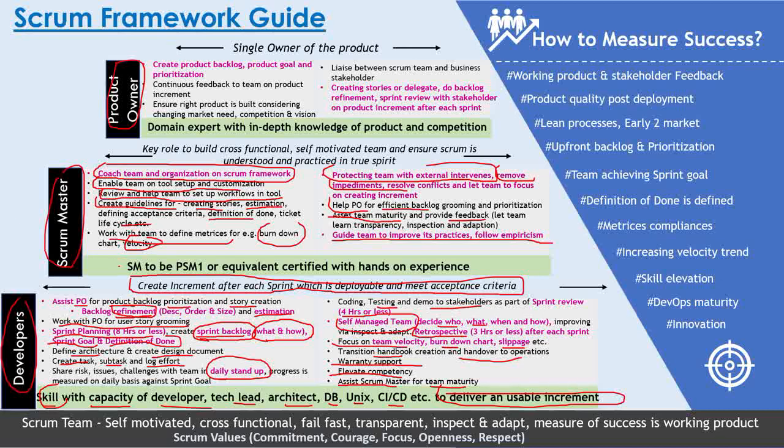Now, who can be a Scrum Master? This is very important. We can't have someone who is doing the project manager role going to a Scrum Master role. It has to be a PSM1, which is a certificate from scrum.org, or an equivalent certificate done with hands-on experience. That's the minimal criteria for the Scrum Master, so that he can do all these things mentioned here and do justice to the role.